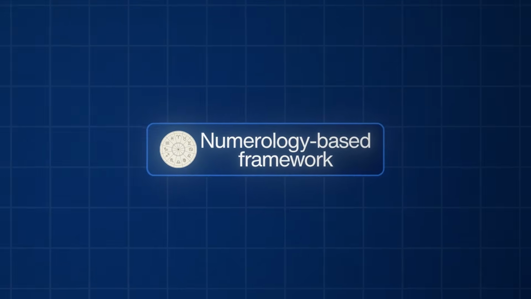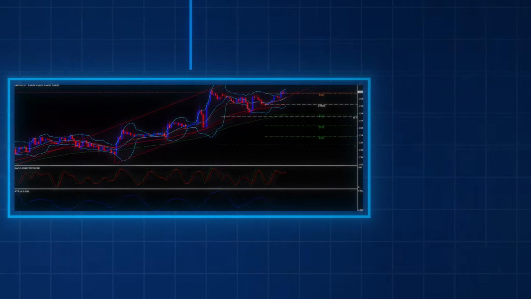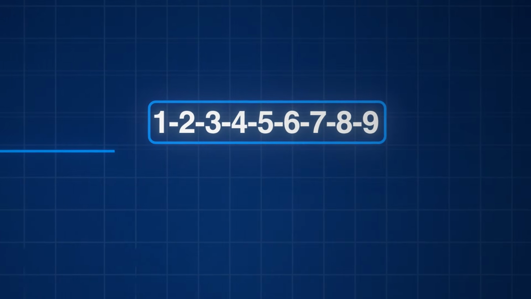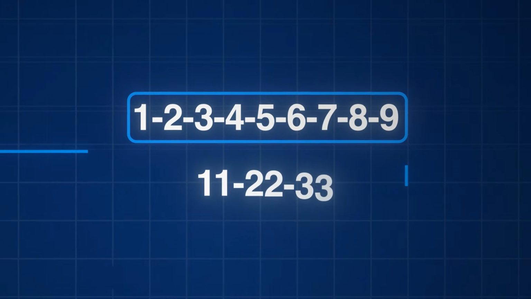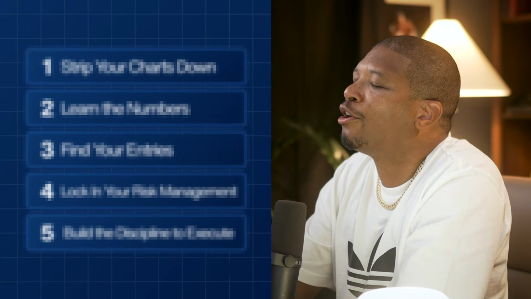Then, I found something that changed my entire approach, a numerology-based framework that boils down all the tough decisions to simple math. Numbers 1 through 9, numbers 11, 22, and 33. That's it. So in this video, I'm going to walk you through my complete 5-step plan so you could take this system and start using it on your very next trade.